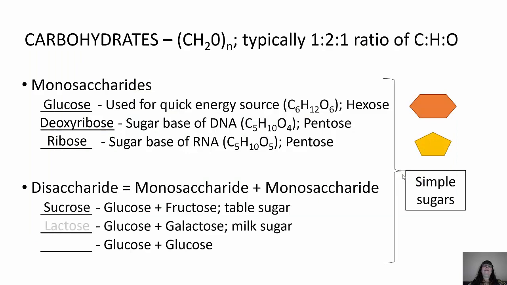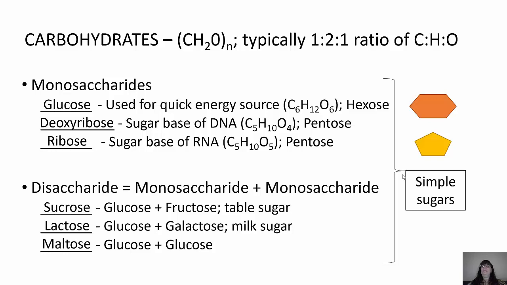So, carbohydrates. The general formula is (CH2O)n. It's usually a 1 to 2 to 1 ratio of carbon to hydrogen to oxygen. Monosaccharides: glucose is used for that quick energy source. It is C6H12O6. It's a hexose because it has 6 carbons. Deoxyribose is the sugar base of DNA, C5H10O4. It is a pentose because it has 5 carbons. And then ribose is a sugar base of RNA. It is C5H10O5. That's a pentose as well because it has a 5-carbon base.